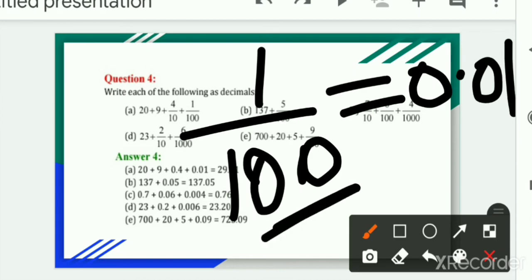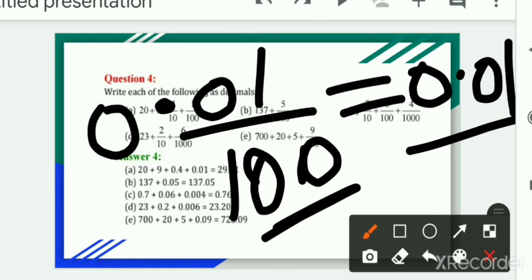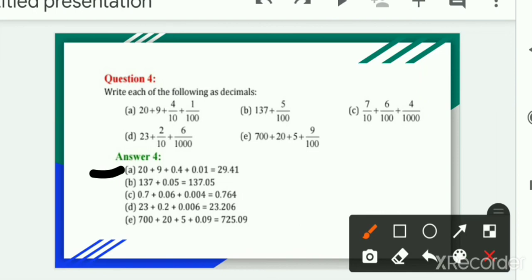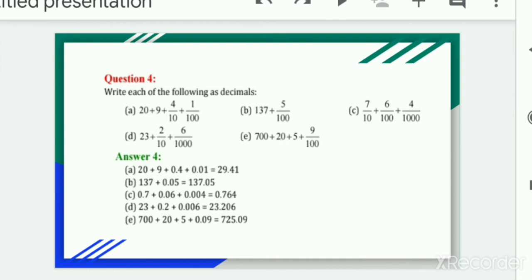Because we need two digits after the point, and it is only one digit, we increase one more zero, so it will be 0.01. It will look very nice, so it has become 0.01. Same way, now we will add all these numbers: 20 plus 9 is 29, plus 0.4 plus 0.01, it will become 29.41.